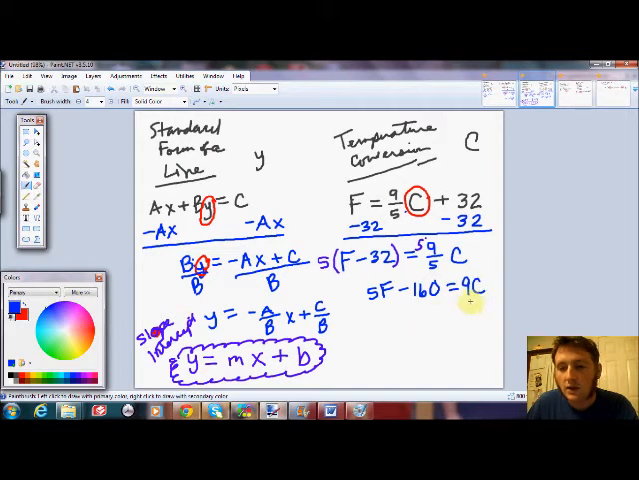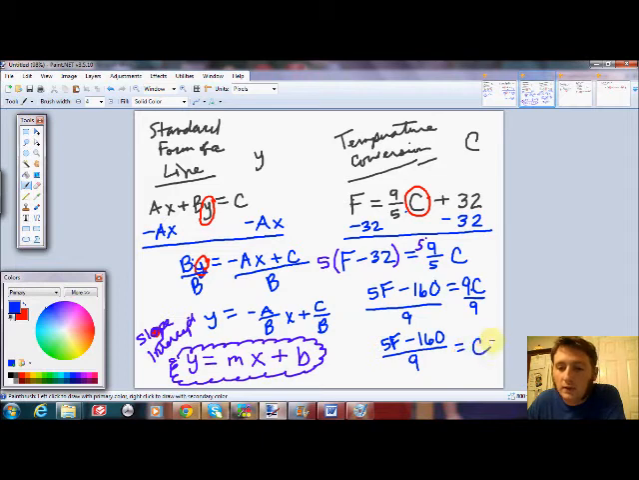9C. And now that's attached by multiplication, so we can just divide. And 9 won't go evenly into either of these. And so we can leave this alone. That's what I think I'll do in this case. 5F minus 160 divided by 9 equals degrees Celsius. So if you have a Fahrenheit temperature that you're interested in converting to Celsius, multiply it by 5, subtract 160, and divide by 9. Simple, right?